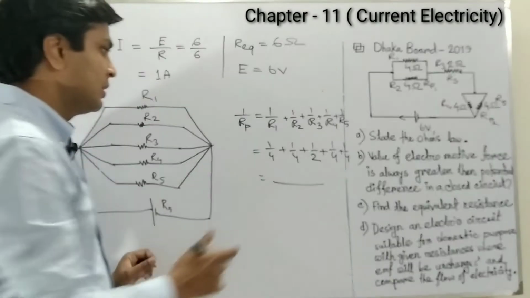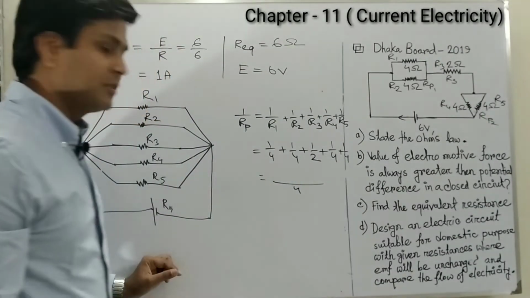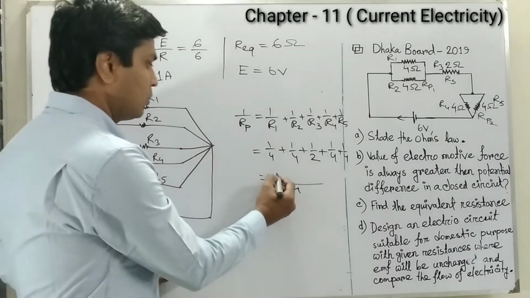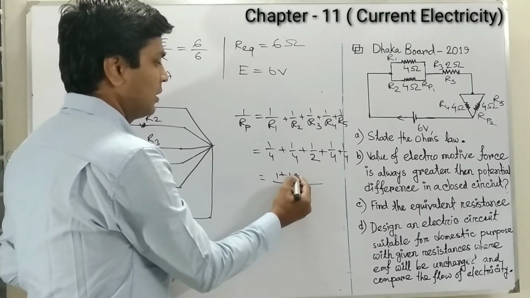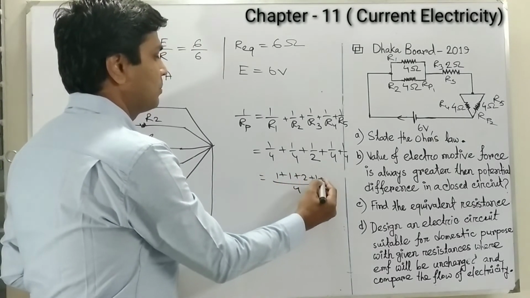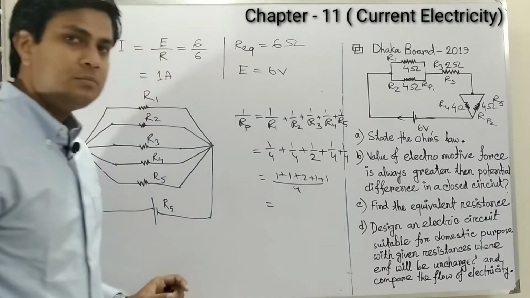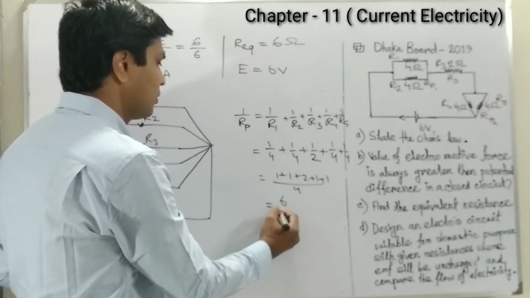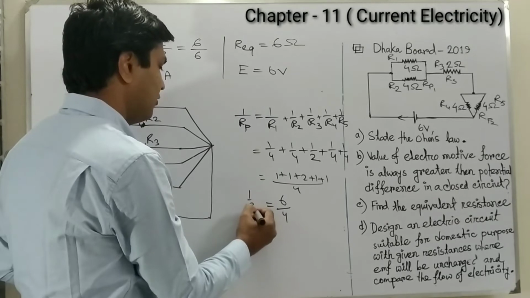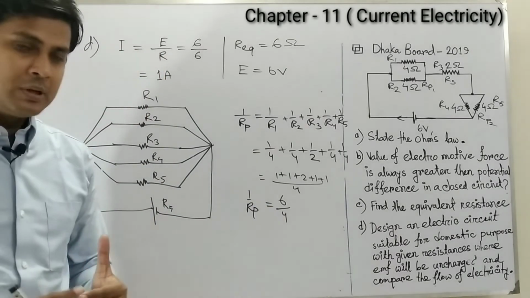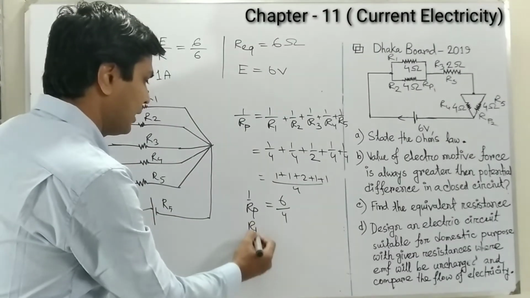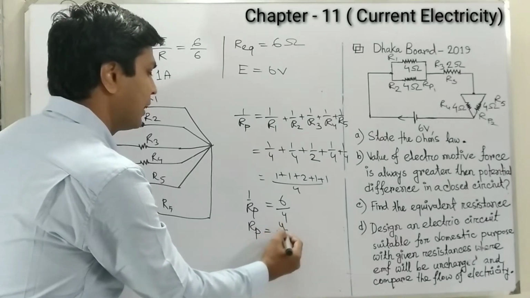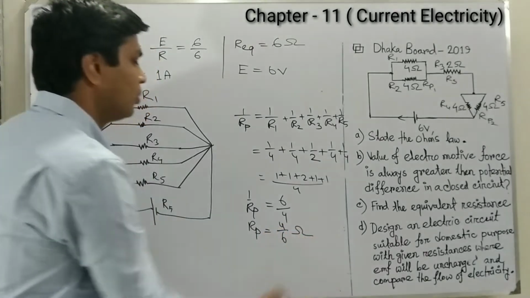LCM of the quantities is 4. 1 plus 1 plus 2 plus 1 plus 1, then 6 by 4. The value of 1 by Rp is 6 by 4. What will be the value of Rp? The value of Rp will be 4 by 6 ohm.